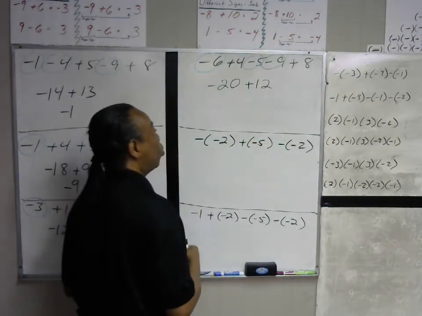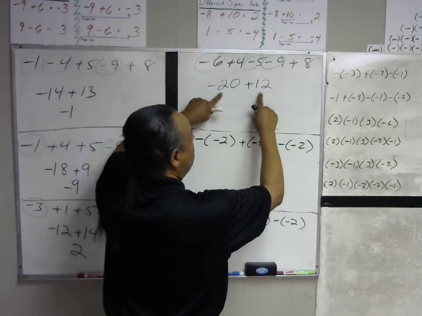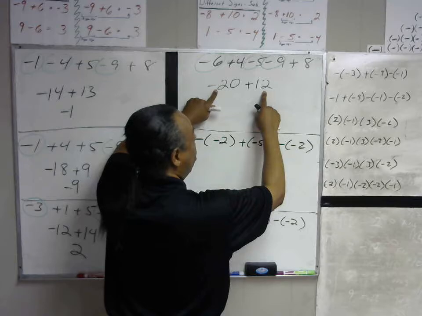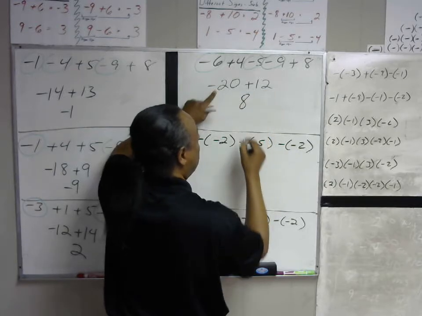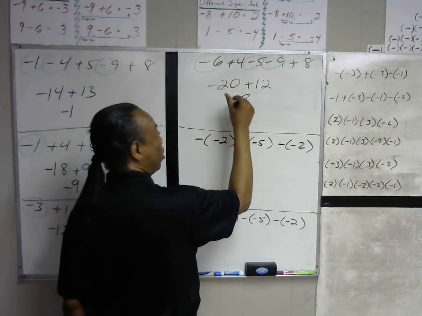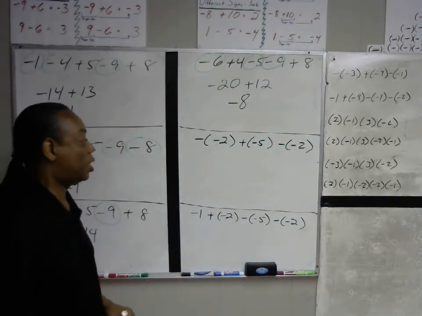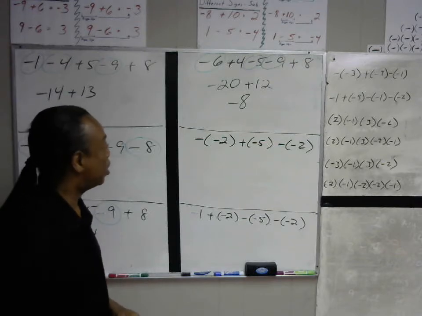Okay. So we just did same signs add. Now these two are different signs, negative and positive, so we're going to subtract these. So 20 take away 12 leaves 8. And the bigger sign wins, which is the 20, so it'll be negative. Okay, so that's your same signs add, different signs subtract.